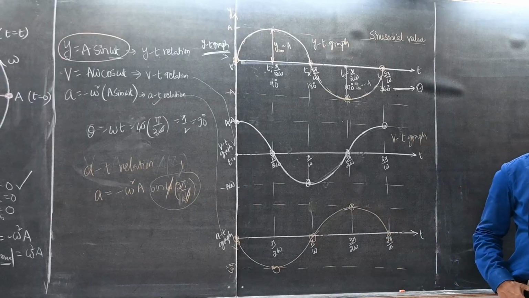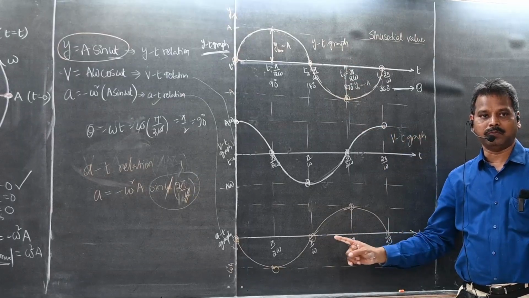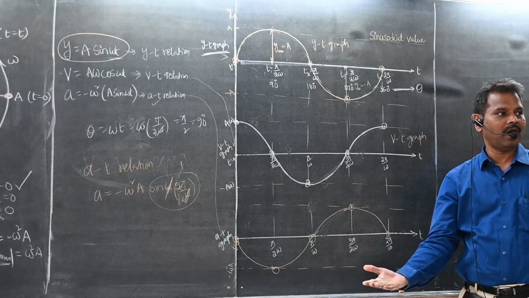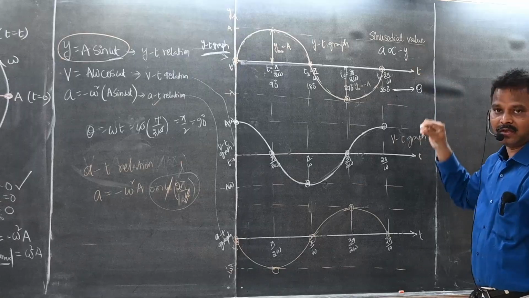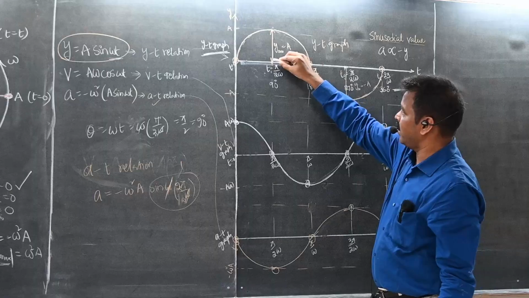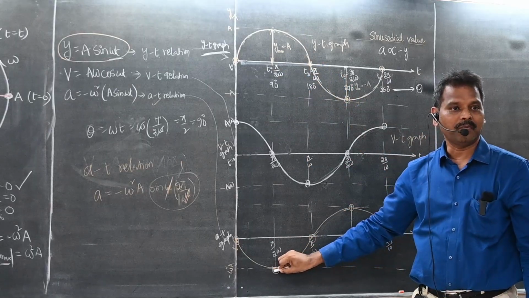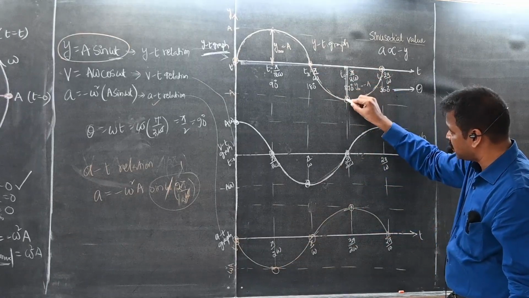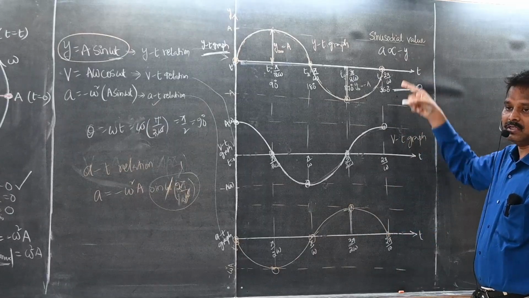If you observe, can you say the displacement and the acceleration graphs are opposite to each other? Yes, sir. That is simple harmonic motion. A is directly proportional to minus y. When y is maximum, A is minimum. When y is 0, A is 0. But when y is negative, A is positive, because minus of minus is plus.